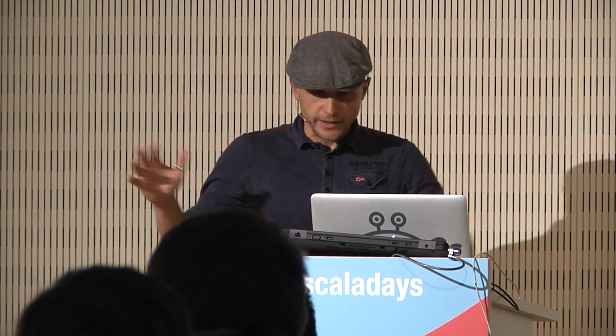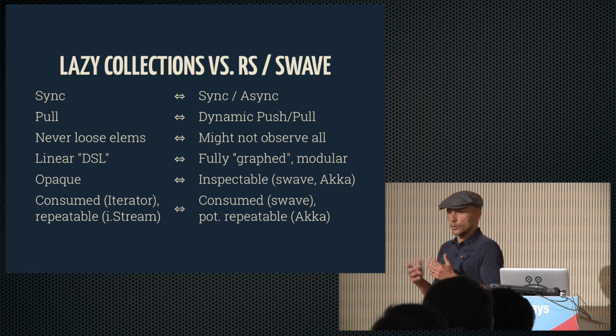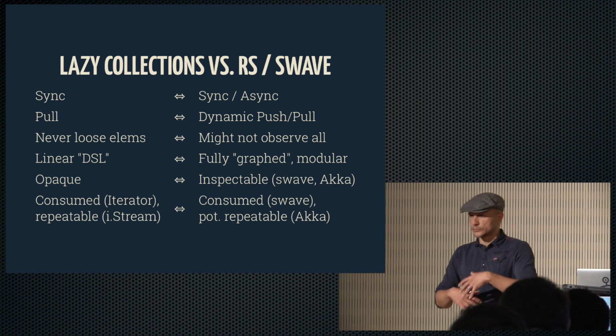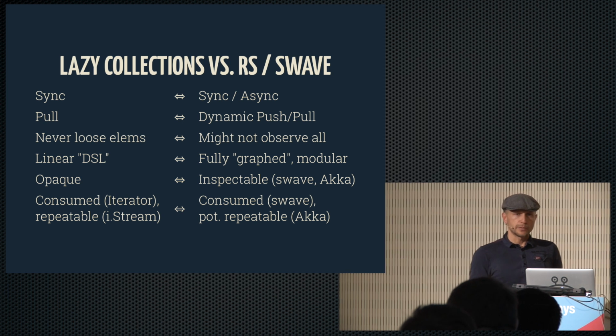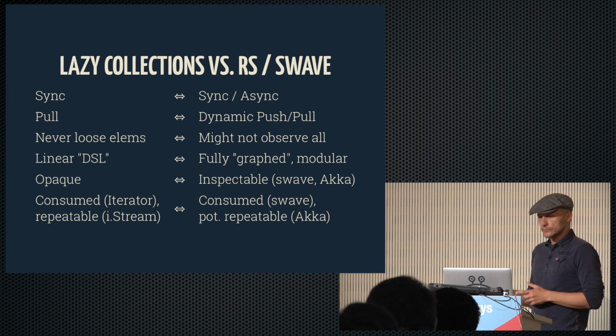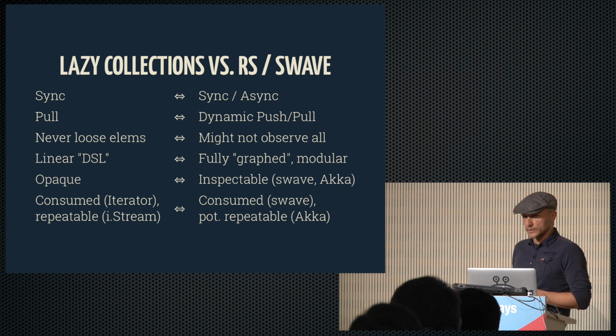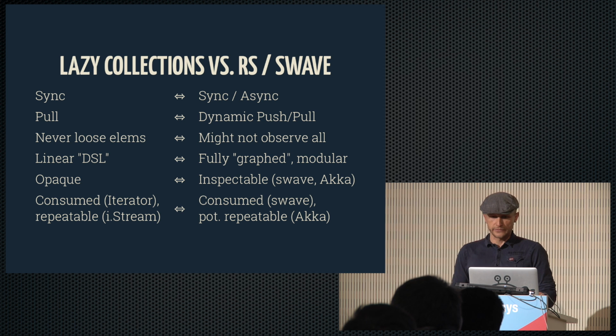So let's contrast lazy collections and what Swave or reactive streams allow. Lazy collections, they're always synchronous. Right? They always run, they never dispatch to any other thread. They always run on your thread. If you ask a stream or an iterator to give you the next element, then that will happen on your thread. Reactive Streams allows both synchronous as well as asynchronous operations. And that's what Swave also does.